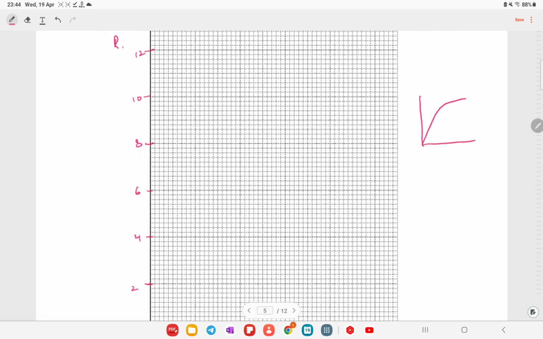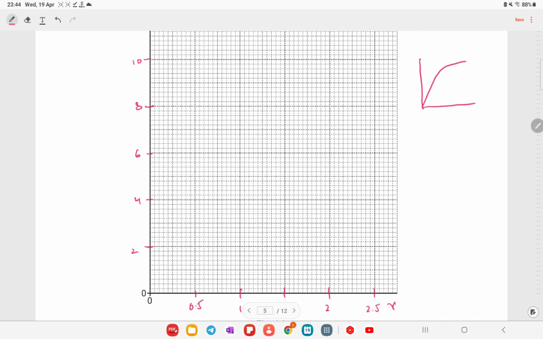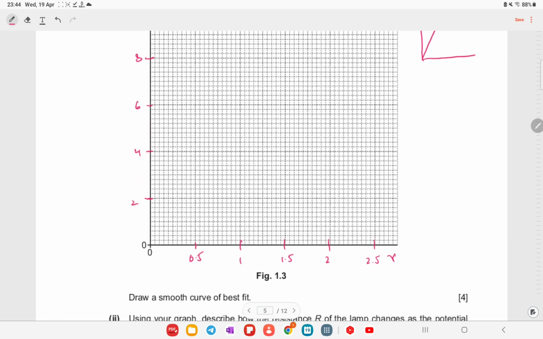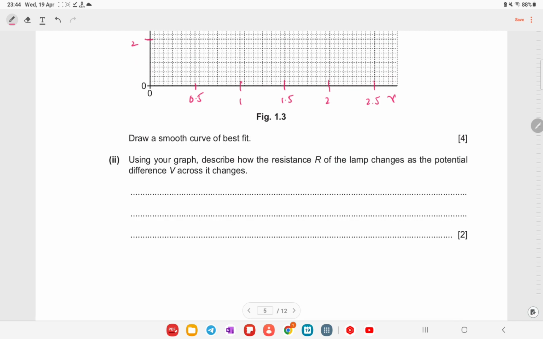Okay, so I'm not plotting those values. I hope you guys are clear with that. So I just drew a graph sample that you are going to get from this question. Draw a smooth curve of the best straight line.